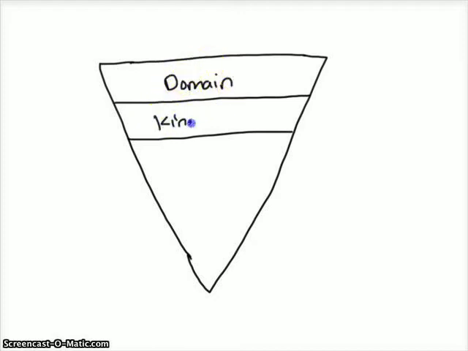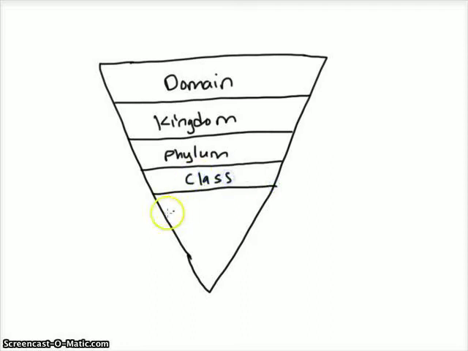The second below that is kingdom, and the kingdom includes six categories of living organisms. Then we have phylum, class, order, family, the genus, and the species down here.